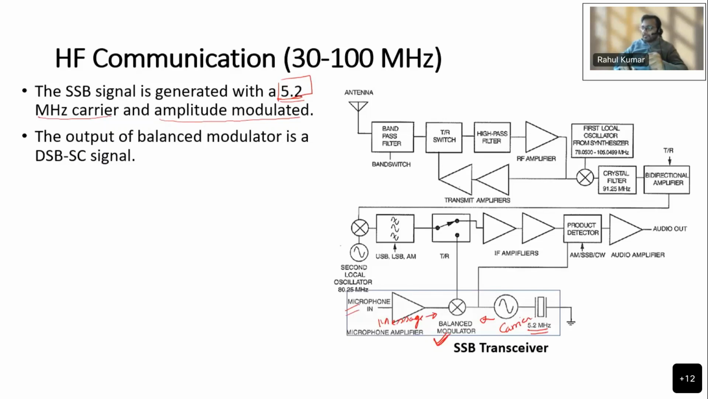So at the balanced modulator you will get a DSB-SC signal. That means you will have both the lower sideband and the upper sideband after combining or after modulating your signal. Okay.